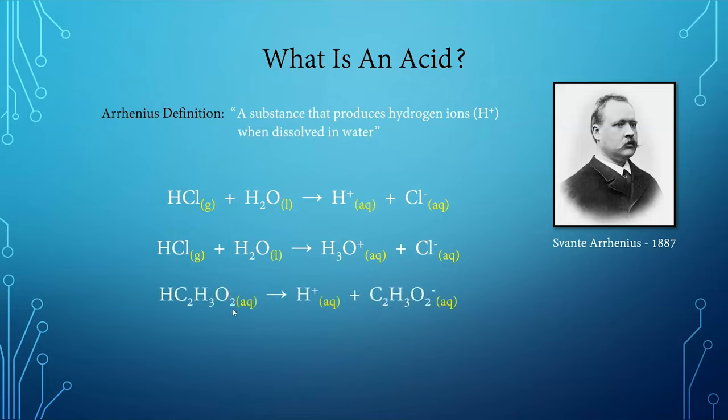This is acetic acid, which is the active ingredient in vinegar, and it also dissociates in water to form the hydrogen ion, in this case, the acetate ion. One thing you're going to notice as we go along through all the different Arrhenius acids, they have one thing in common. They all begin with hydrogen. That's going to be a very convenient way for you to recognize an Arrhenius acid. They will always begin their formula with hydrogen.